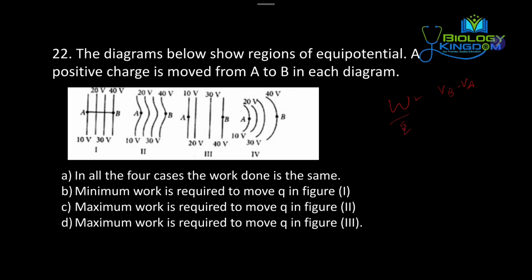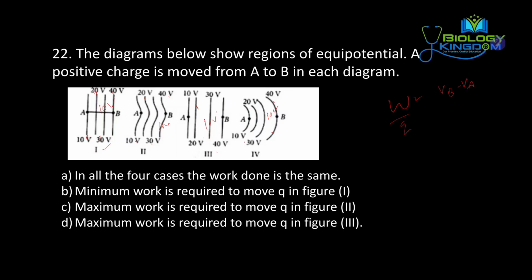Work done, if you have a point charge. Okay, so if we see the potential here, there is no change in potential. This is 10 volt, this is 20, this is 30, this is 40. So the difference is common, 10 volt. In the first case the difference is 10 volt. In the second case the difference is again 10 volt. In the third case again 10 volt. In the fourth case again 10 volt.